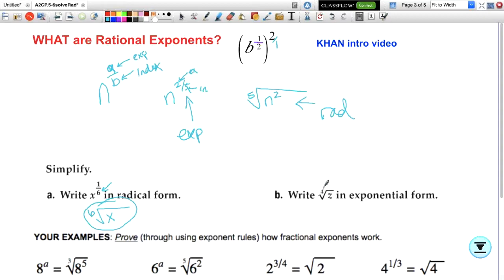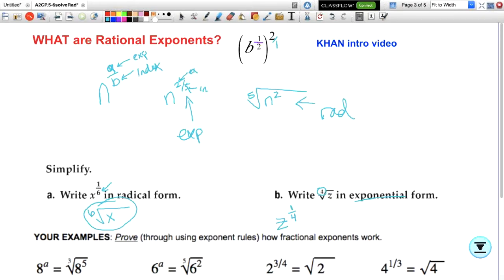So here we have it in radical form. They want us to make it have an exponent, put it in exponential form. So I'm working backwards. Remember, this came from the denominator, right? So I'm going to have z. That's going to have a fractional exponent. The bottom's 4. What power is technically attached to this z right now? 1. Z to the 1/4.